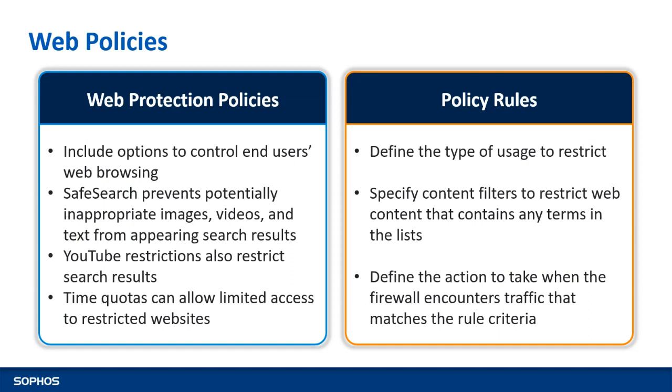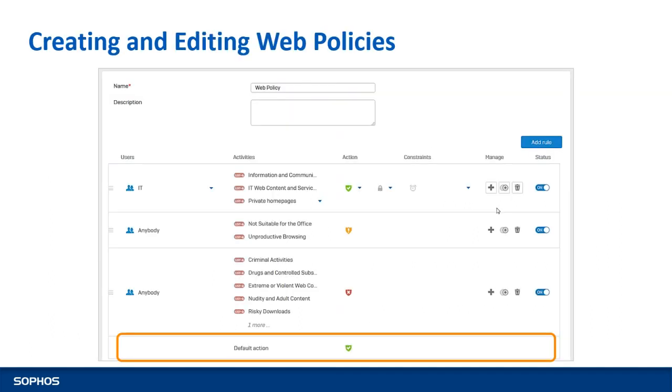This can include user activities, categories, URL groups, file types, and dynamic categories, and specify content filters to restrict web content that includes any terms in the list, and define the action to take when the firewall encounters HTTP traffic that matches the rule criteria. This is an example of a web policy.